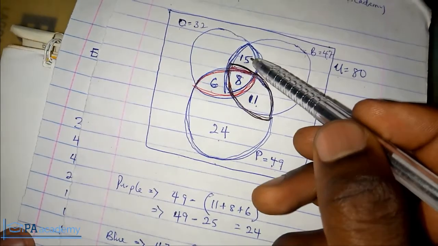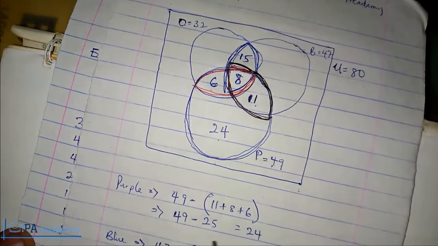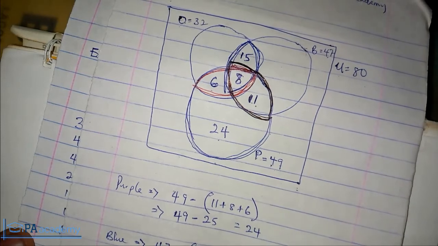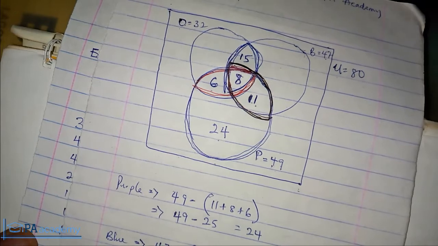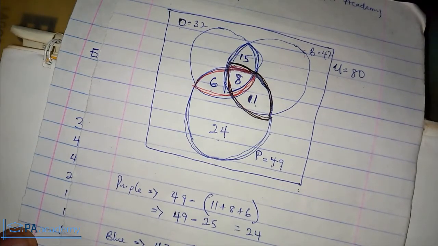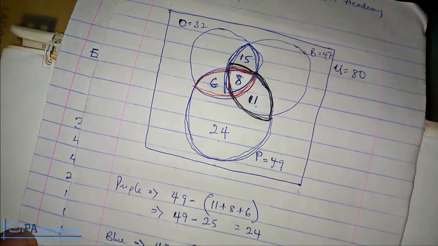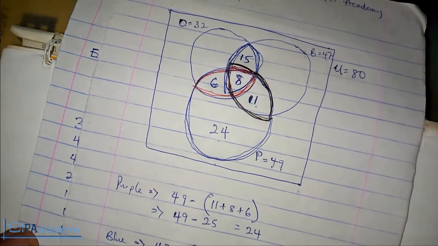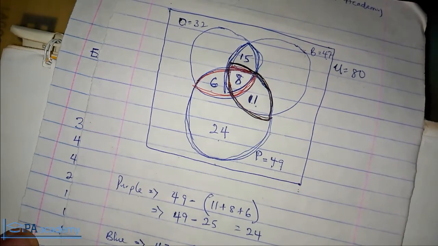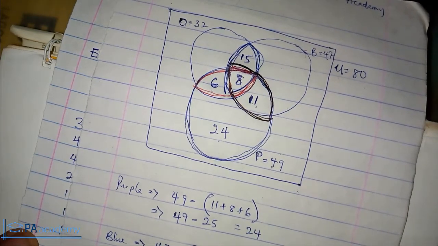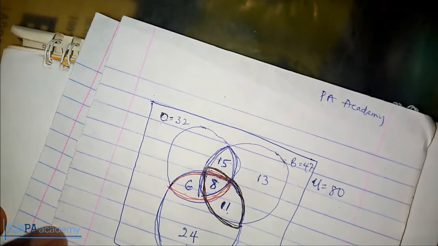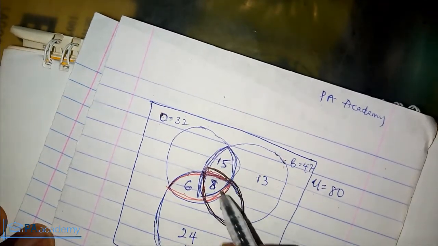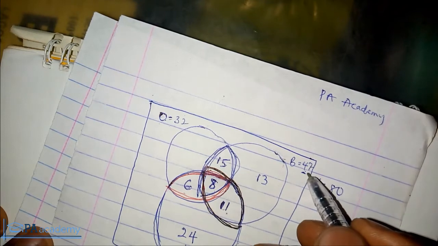So that'll be 15 plus 8 plus 11. That'll be 47 minus 15 plus 8 plus 11, that's 34. So 47 minus 34, that's 13. So right here, what we'll have is 13. By the time we add 13 plus 15 plus 8 plus 11, we'll get 47.